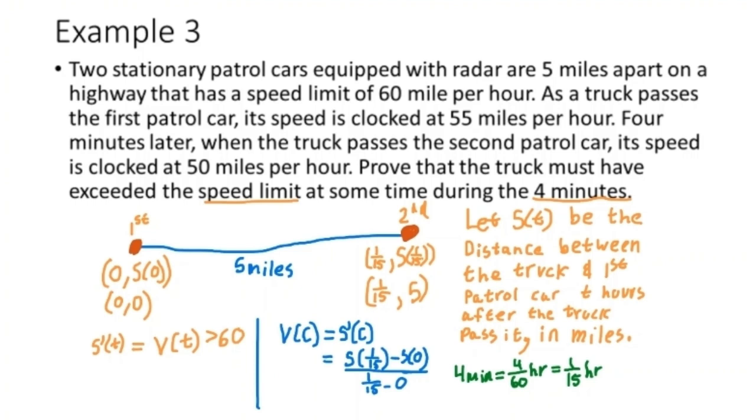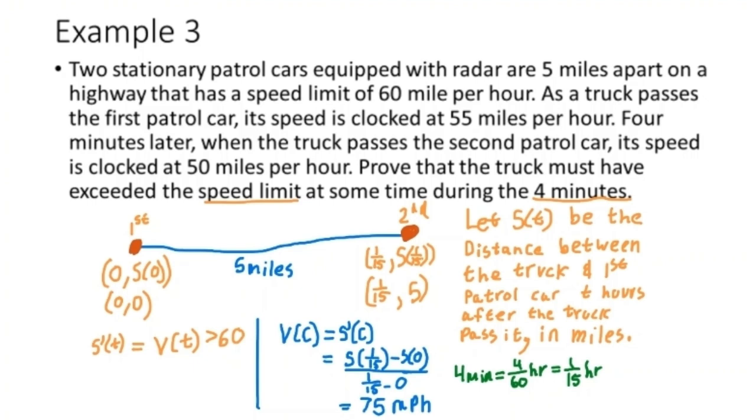By our mean value theorem, there exists some c in this time interval where v of c is going to equal our average speed between the first patrol car and the second patrol car. If we plug in our values for s of 1/15 and s of 0 and work out the arithmetic, we get that the average velocity is 75 miles per hour. 75 miles per hour is greater than 60.